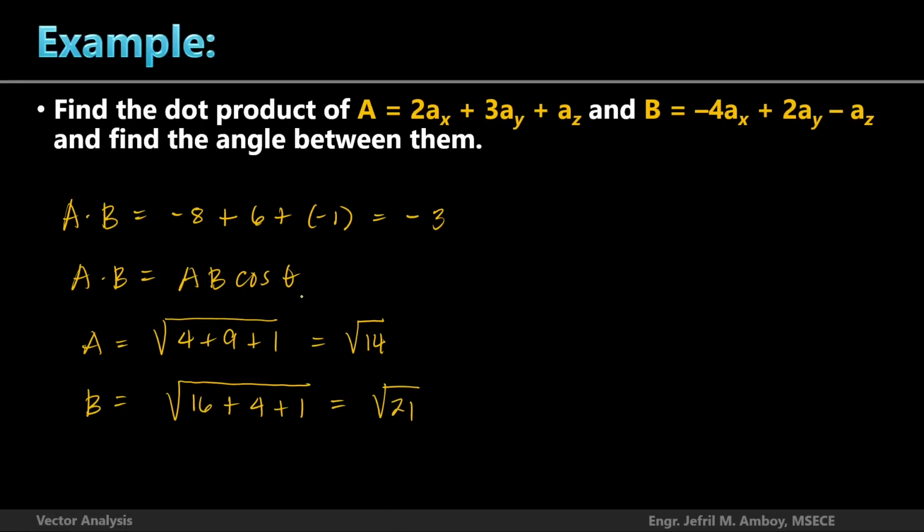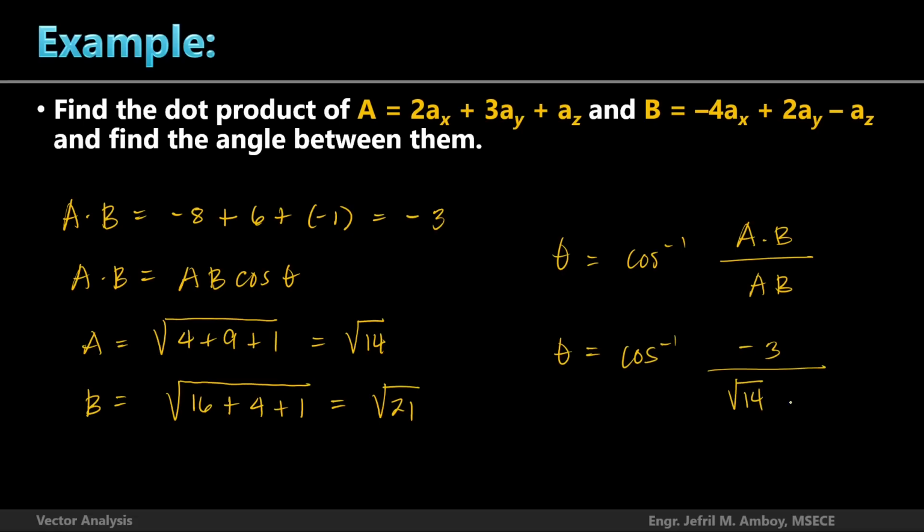Now, we can solve for the angle theta. This theta is equal to cosine inverse of A dot B over A times B. Okay, lagay natin dito, no? Cosine inverse of the dot product is negative 3, and these two, square root of 14 times the square root of 21. Of course, I cannot mentally calculate the value of theta. That's why I have to use a calculator.